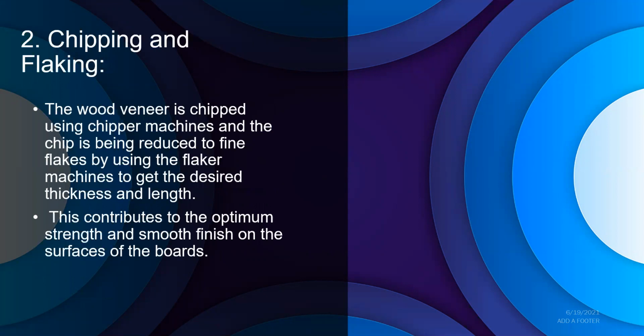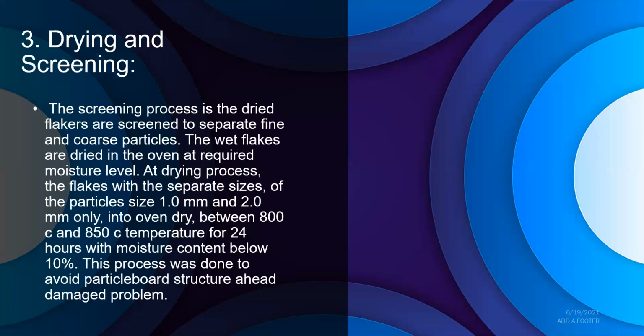Second process of manufacturing of particle board is chipping and flaking. The wood veneer is chipped using a chipper machine, and the chip is then reduced to fine flakes by the flaker machine to get the desired thickness and length. This contributes to the optimum strength and smooth finish on the surfaces of wood.